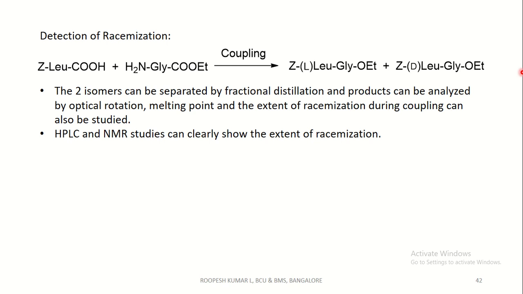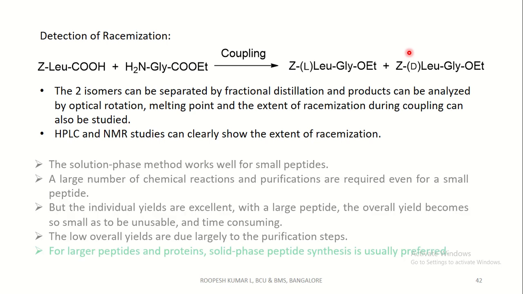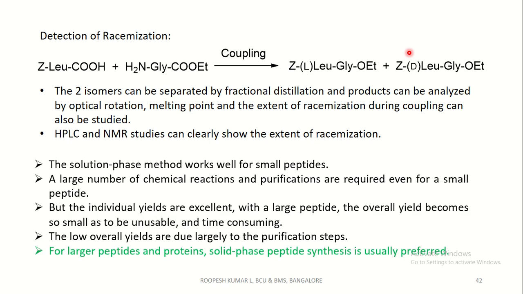Studies can clearly show the extent of racemization, that is, how much L isomer is formed and what percentage of D isomer is formed, using HPLC and NMR. The solution phase method works well for small peptides, that is, for tripeptides or tetrapeptides. A large number of chemical reactions and purifications are required even for a small peptide. But the individual yields are excellent.